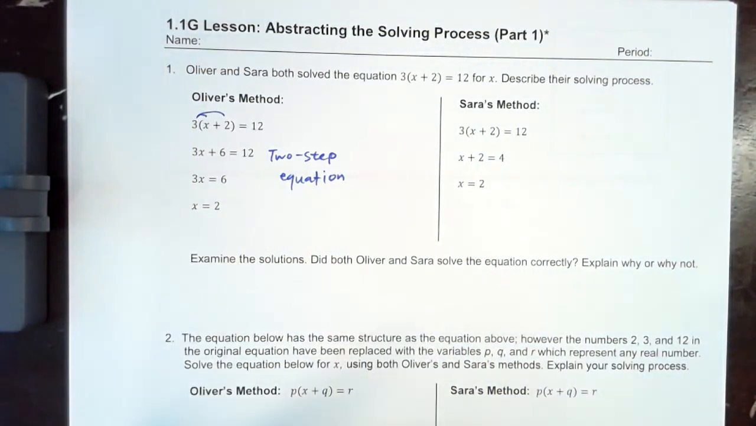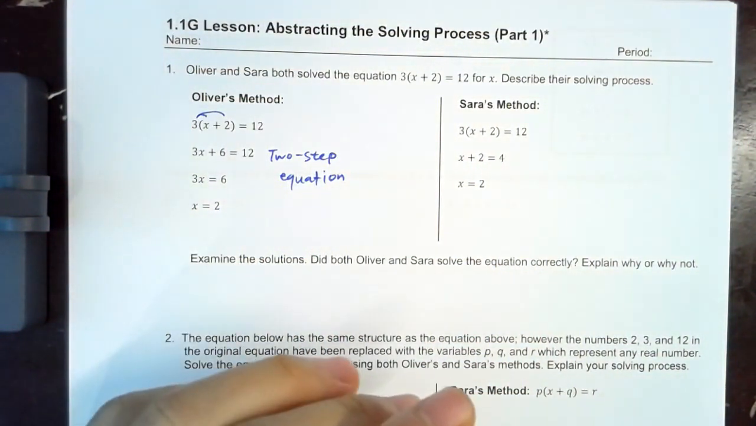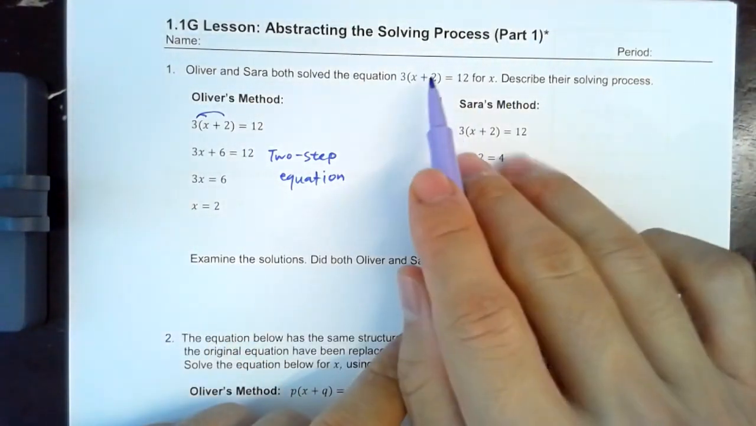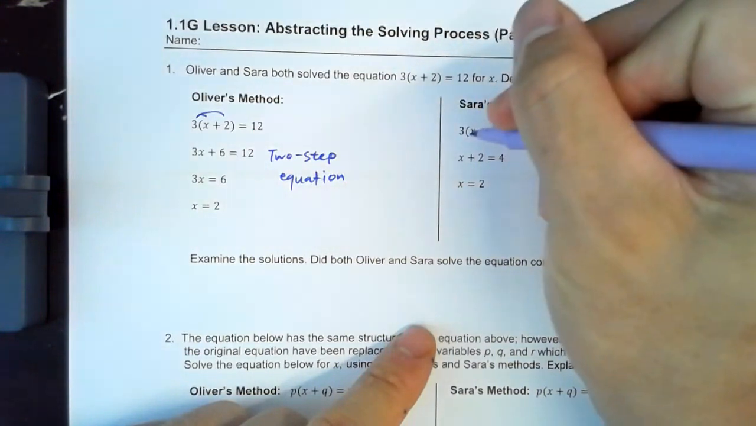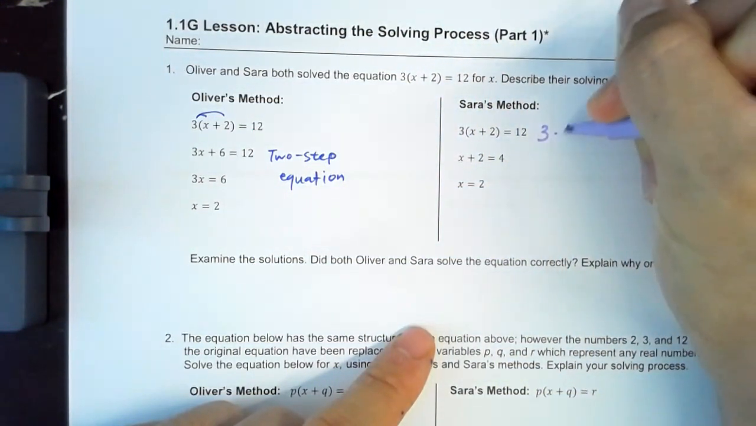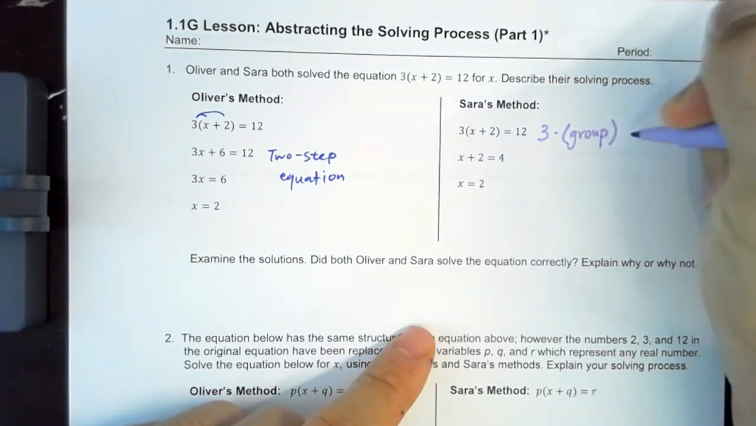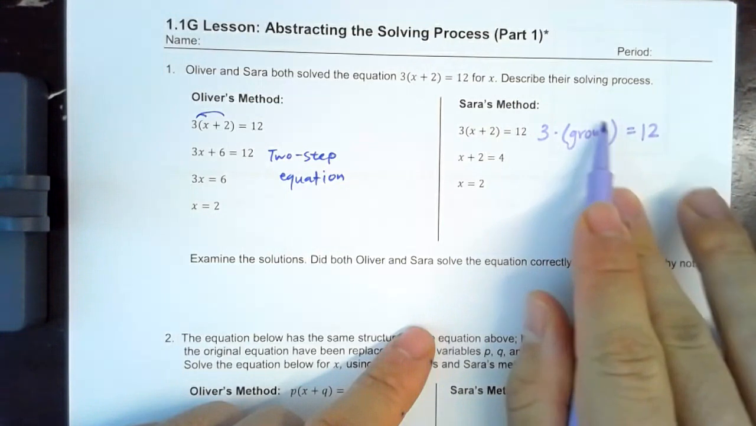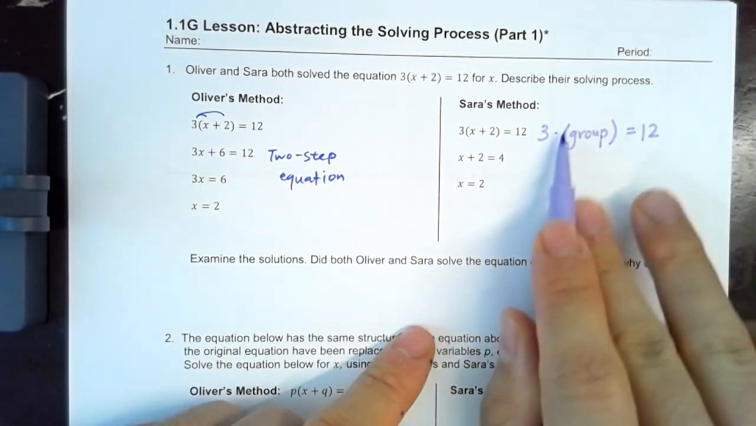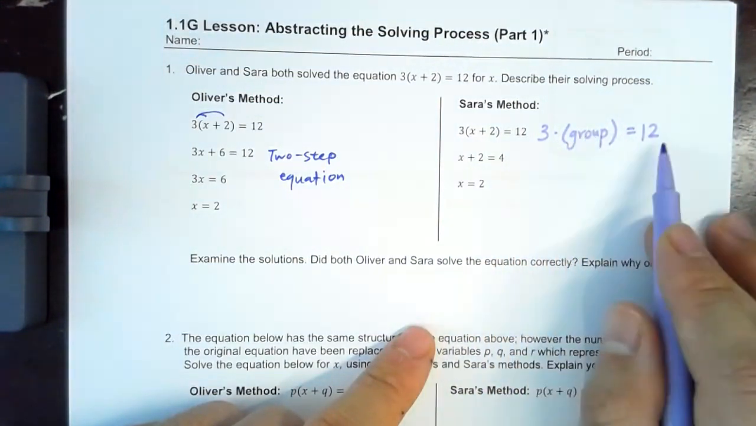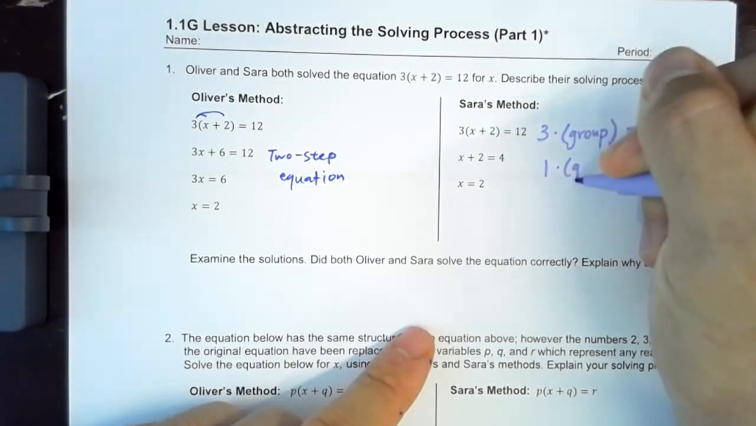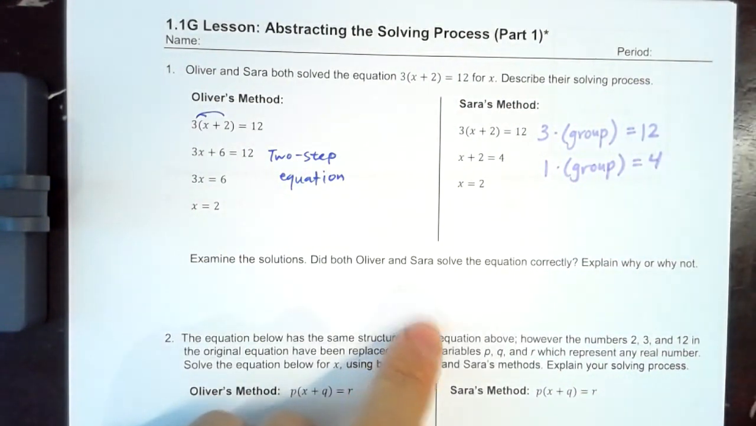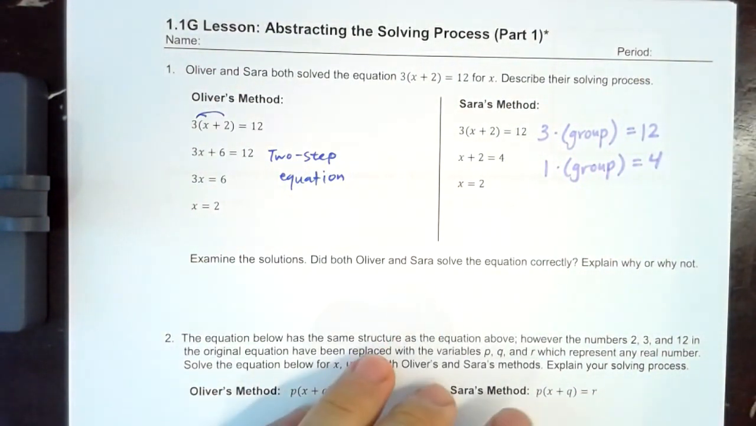Sarah's method is something that we've talked about recently. Just because you have a number outside of a group doesn't mean that you always have to distribute it. In fact, if you want to call it 3 times the group, right? 3 orders of something cost $12. Well, doesn't that mean that the group has to equal 4? If 3 times the group is 12, doesn't that mean 1 times the group is going to equal 4? So it's kind of nice to think of it like that, and sometimes it can make your life a lot easier.